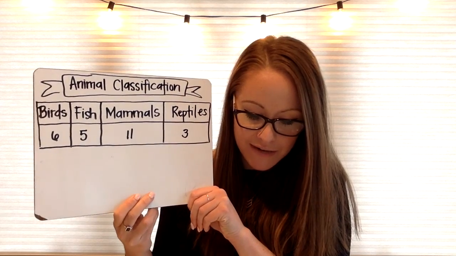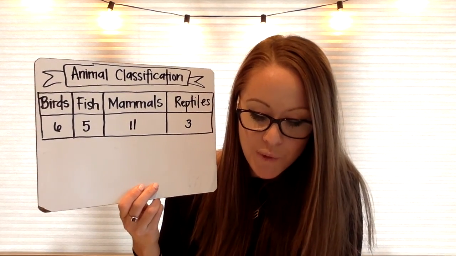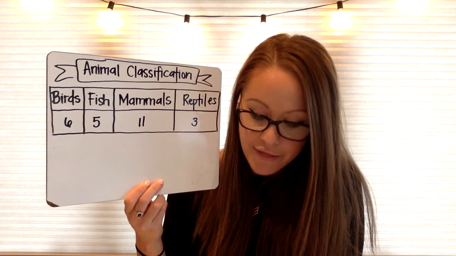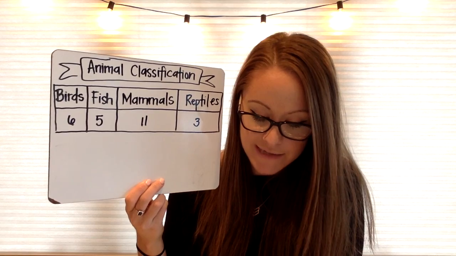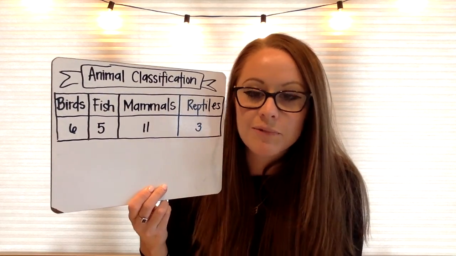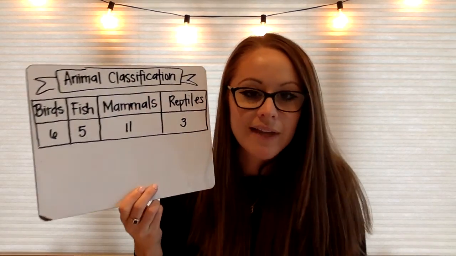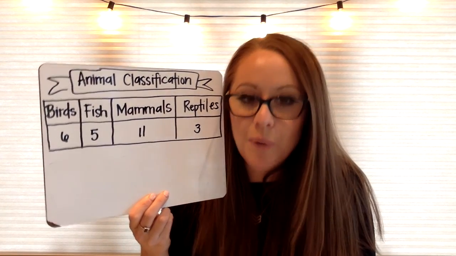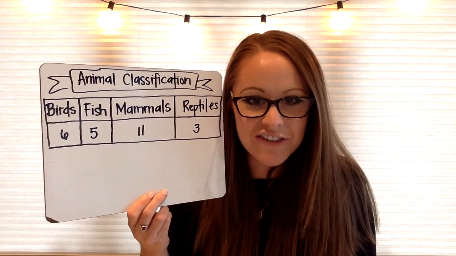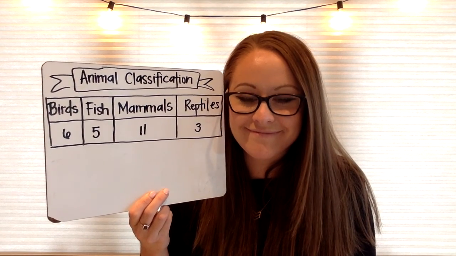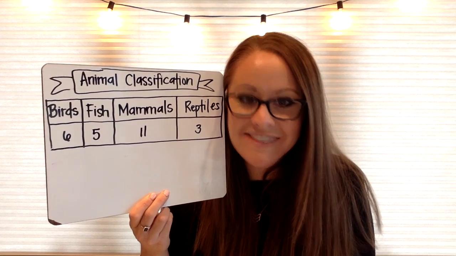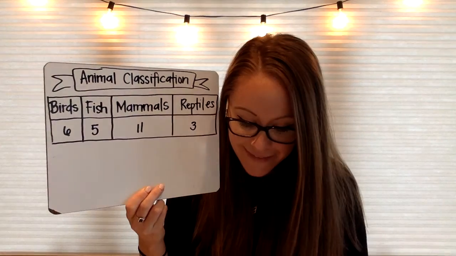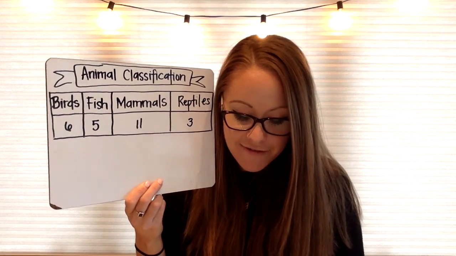All right, now we're going to go down to letter D. It says how many more animals would need to be added to the chart to have 35 animals classified? Okay, so if we said this was 25 and we want to get to 35, how many more do I need to get from 25 to 35? Think for a second. Did you get 10? That is correct. Nice job.